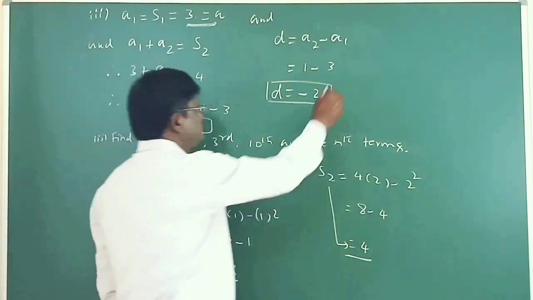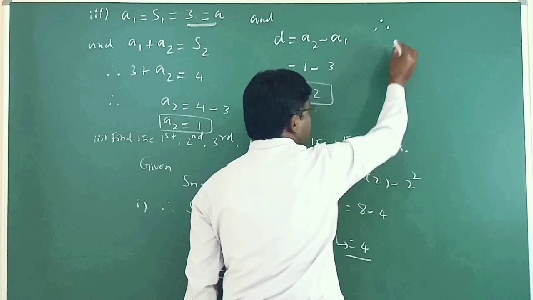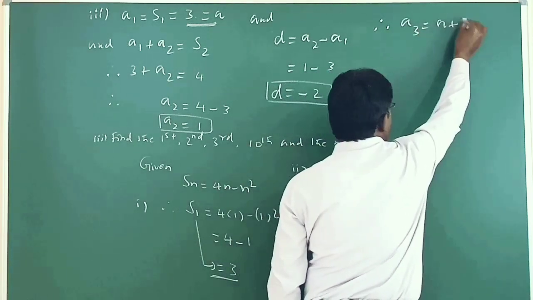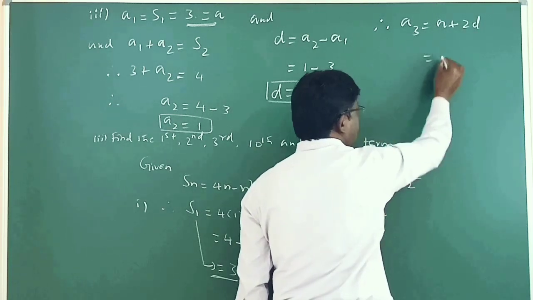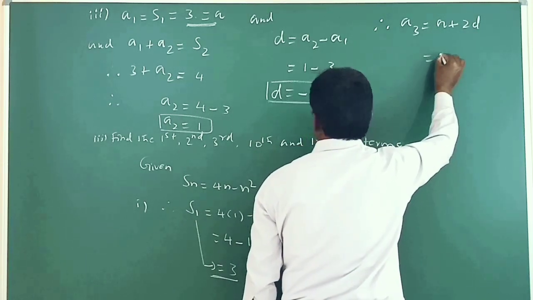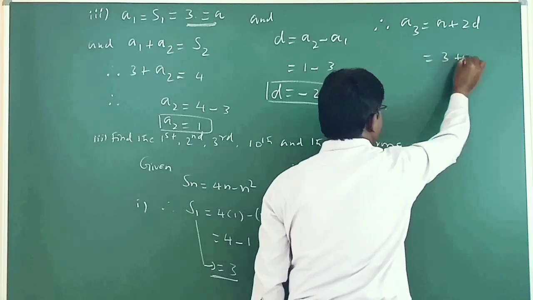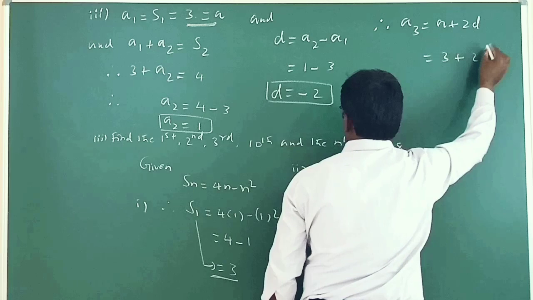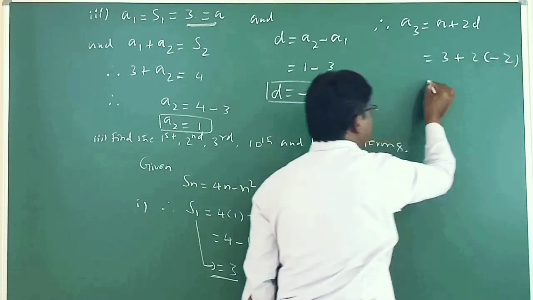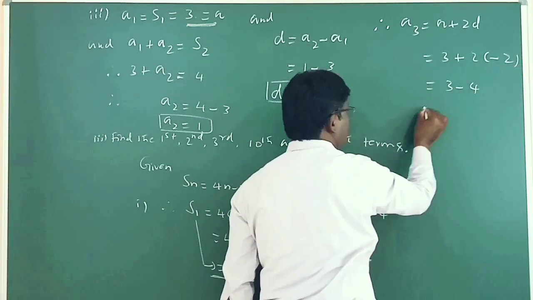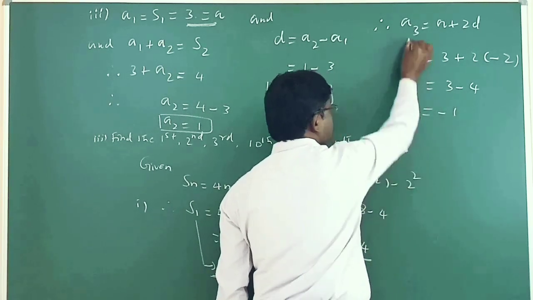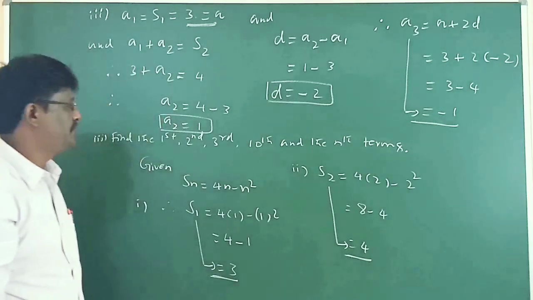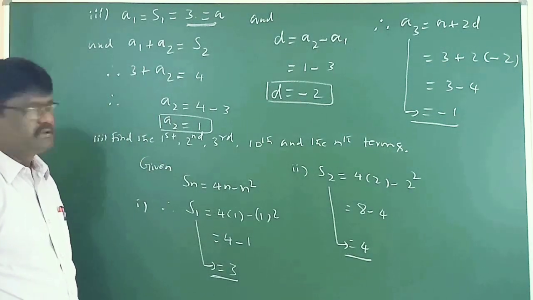Now, the third term, a3 equals what? a plus 2d. a is 3, plus 2 into d, d is minus 2. So 3 minus 4, hence it gives minus 1. So the third term we got is minus 1.